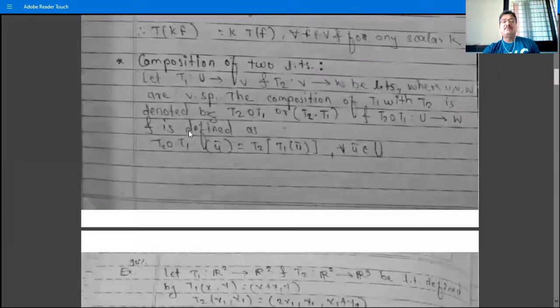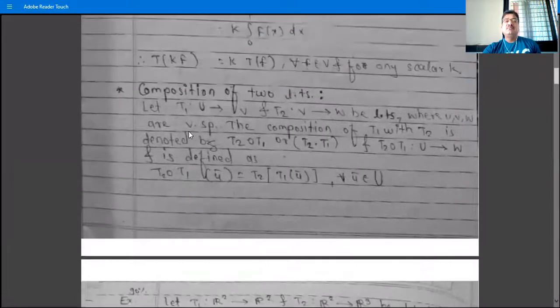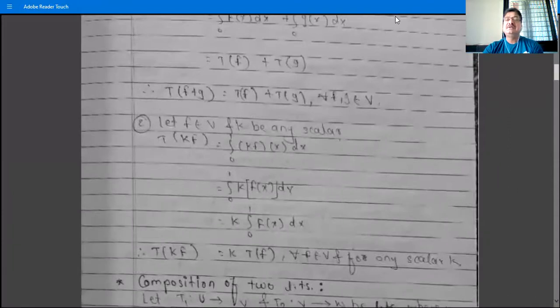So these are some examples of linear transformation. Now we will see some more examples of linear transformation in the next lecture.